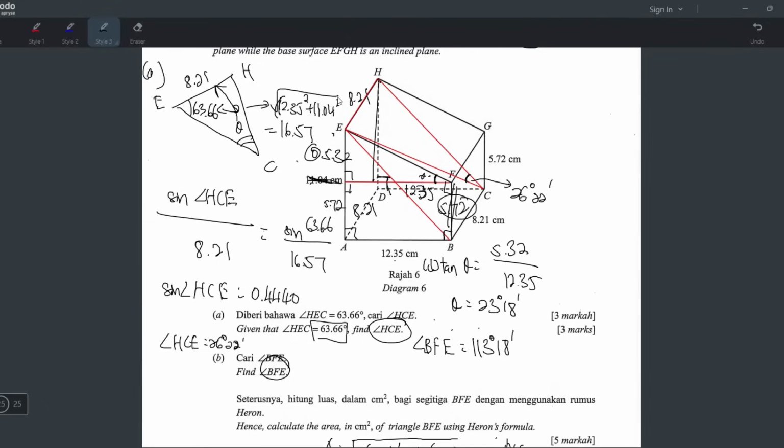11.04 square plus 12.35 square, you already do it here. So it will be 16.57, right? So you have these two sides, and you also need this side. But this side don't have. Okay, but you can find it easily yourself by using Pythagoras theorem, right?